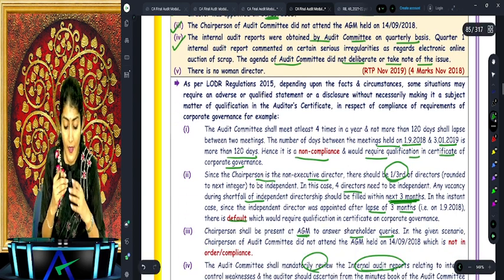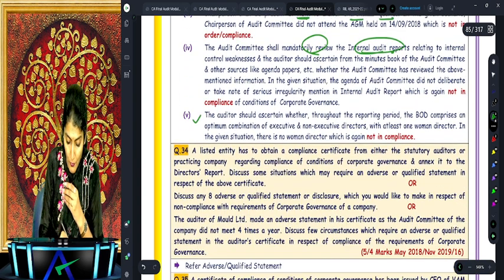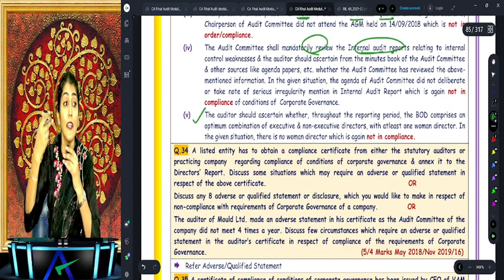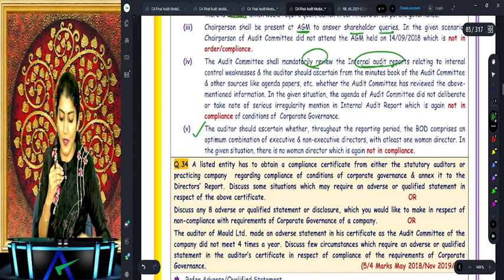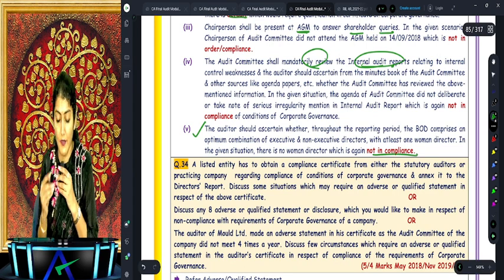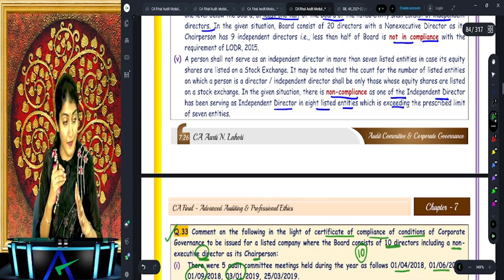And there is no woman director. What did we say? Every listed entity should have at least one woman director, and the top 1,000 listed entities need to have one independent woman director. But does every listed entity need to have a woman director? Yes, each of them needs to have at least one woman director. So again, it is not in compliance. When are you capable of writing the answers to these questions?